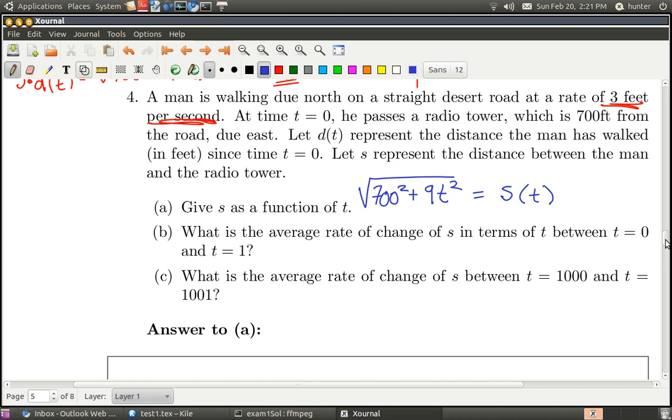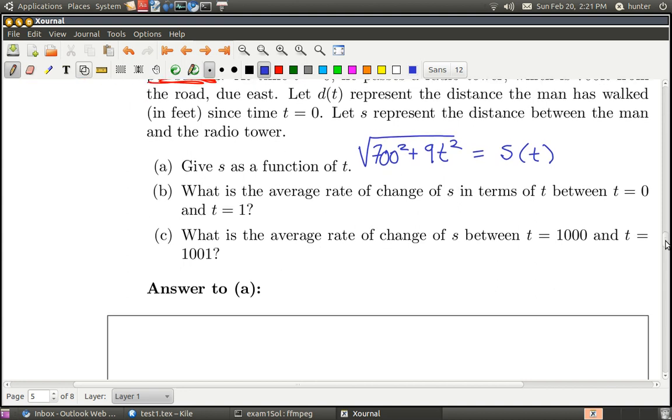Now this problem changes into a question about average rate of change. I'm just sneaking this in here. So remember what average rate of change is. The average rate of change of a function between a and b is s of b minus s of a, divided by b minus a, where b is the bigger number. The average rate of change of s in terms of t between t equals 0 and t equals 1: 1 minus 0 on the bottom is 1, so I don't even need to write it. And on top I've just got s of 1 minus s of 0.